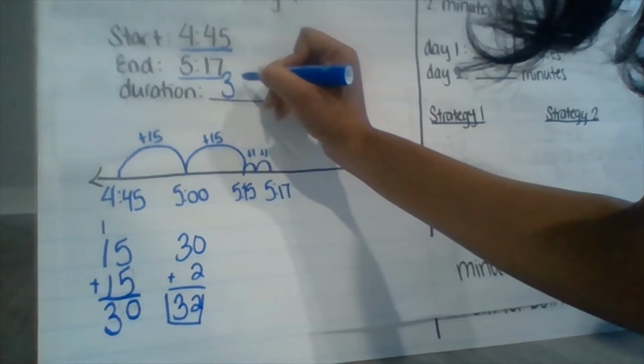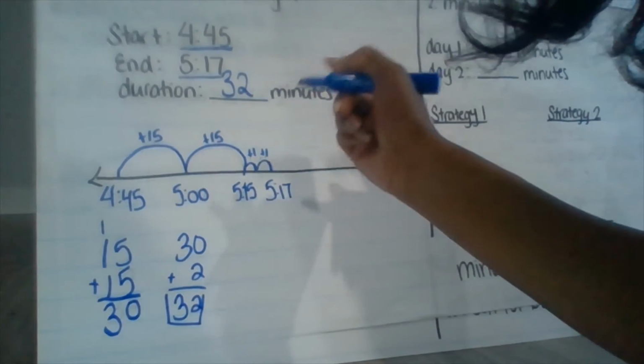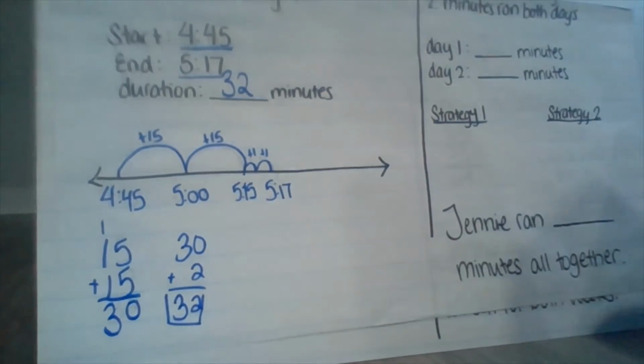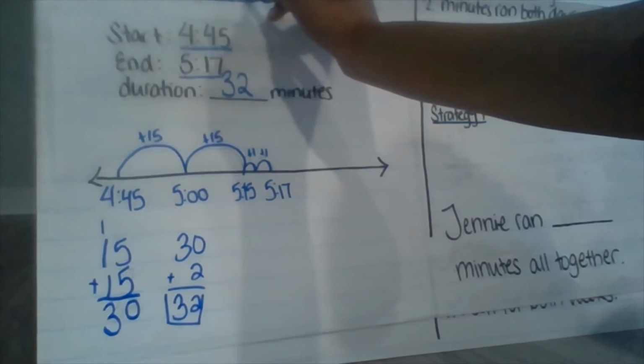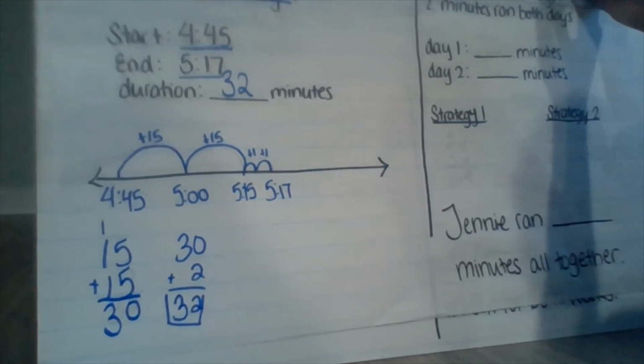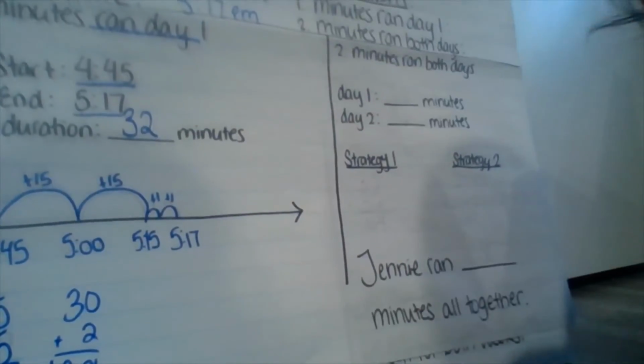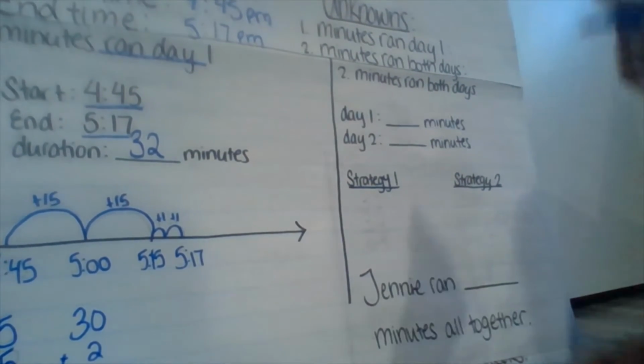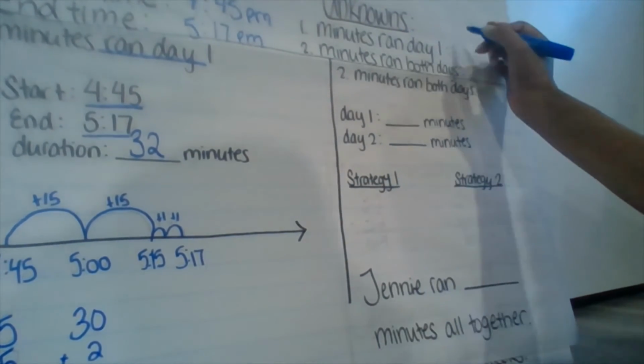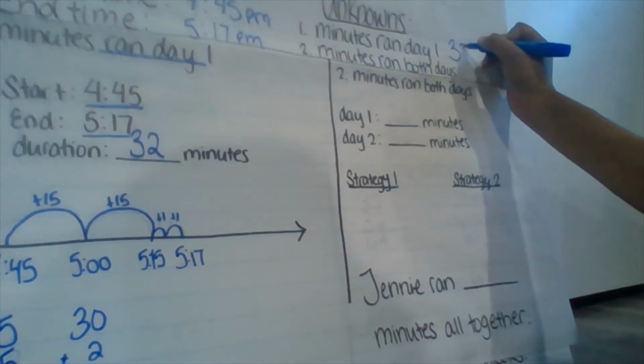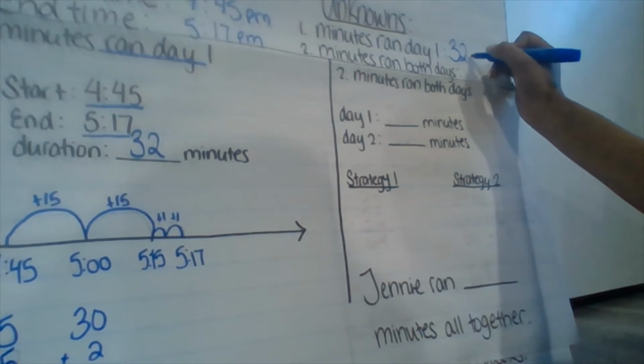So I'm going to fill in my known. And now I have a new known. How many minutes she ran on day 1. So I'm also going to fill in this information here on my chart because it's a new known. The minutes that she ran on day 1 was 32 minutes.